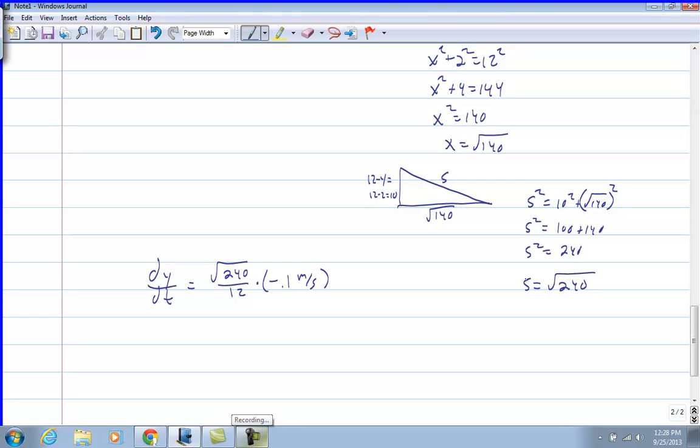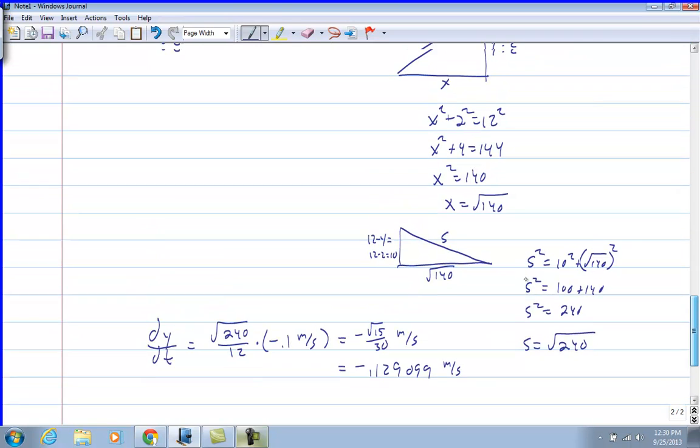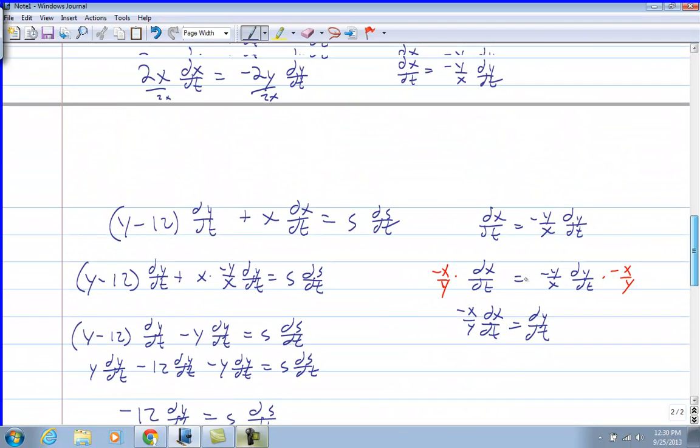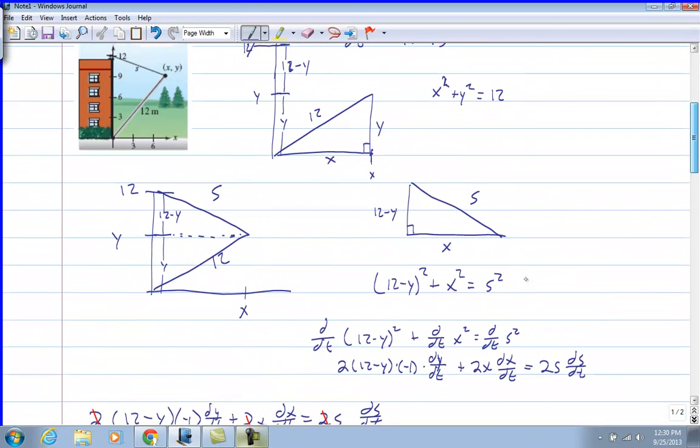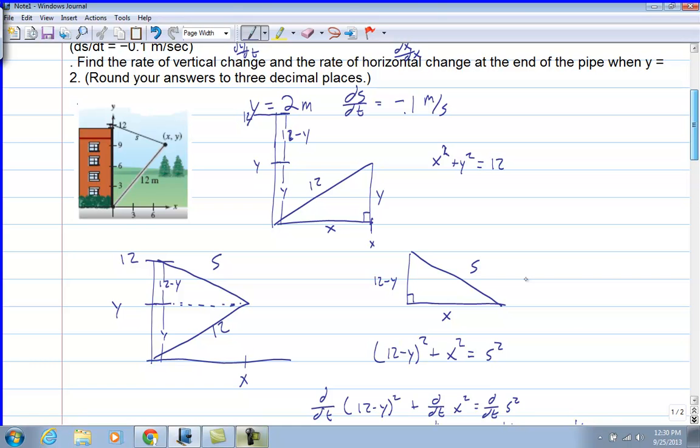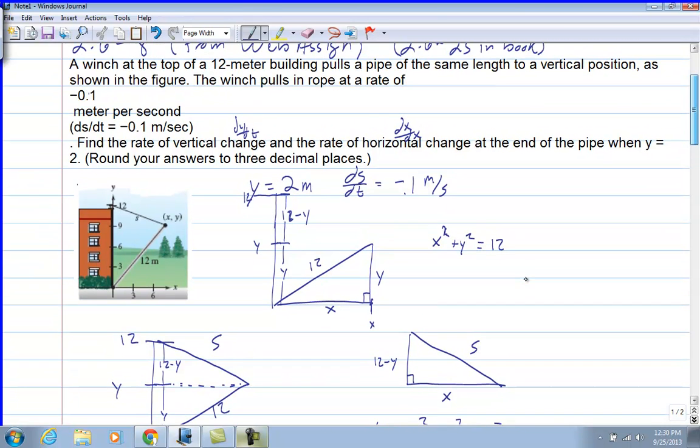Let me find my handy dandy calculator. Here it is. And the exact value I get here is negative square root of 15 over 30 meters per second, which would be negative 0.129099 meters per second. Okay. Let's check my signs here, because I think that one's supposed to be positive because it's rising. So I might have a double negative issue somewhere.